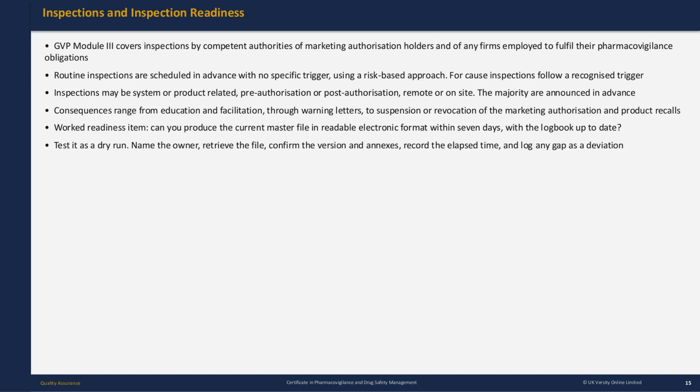GVP Module III covers inspections by competent authorities of marketing authorization holders and of any firms employed to fulfill their pharmacovigilance obligations. Routine inspections are scheduled in advance with no specific trigger, using a risk-based approach. For cause inspections follow a recognized trigger. Inspections may be system or product related, pre-authorization or post-authorization, remote or on-site. The majority are announced in advance. Consequences range from education and facilitation through warning letters to suspension or revocation of the marketing authorization and product recalls.